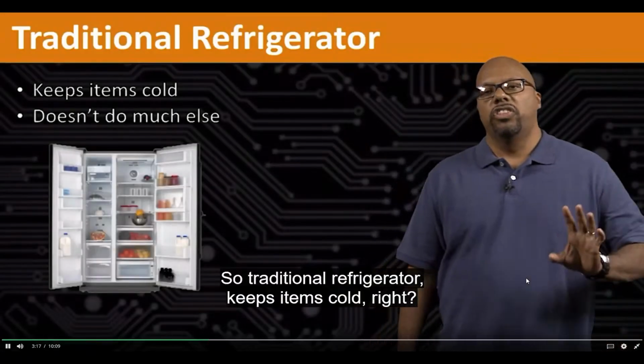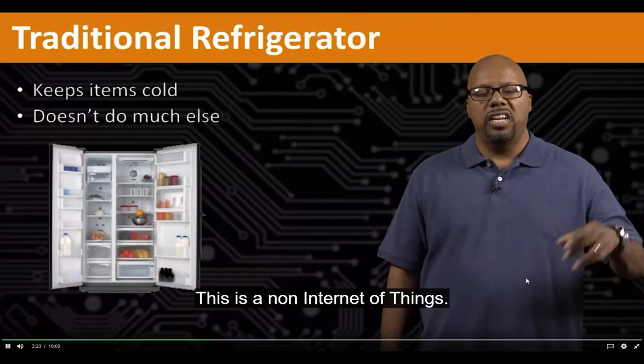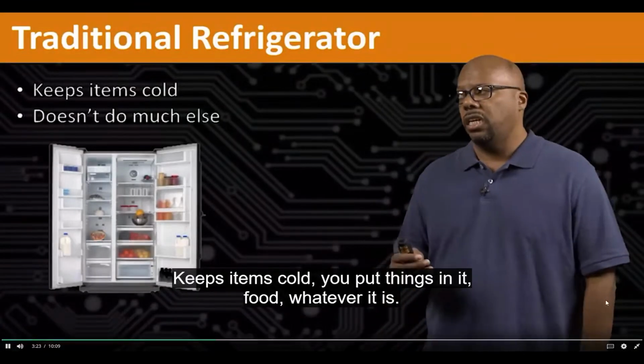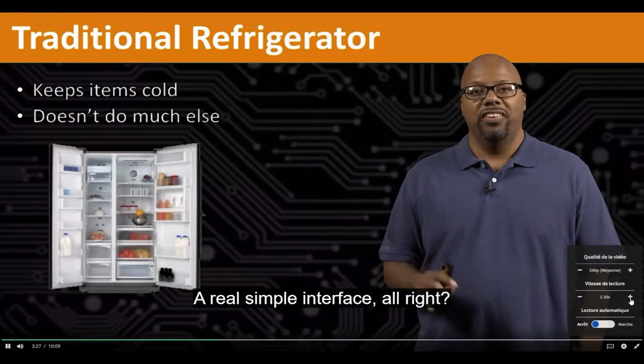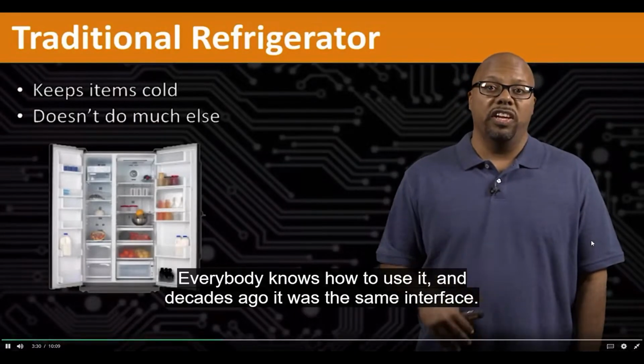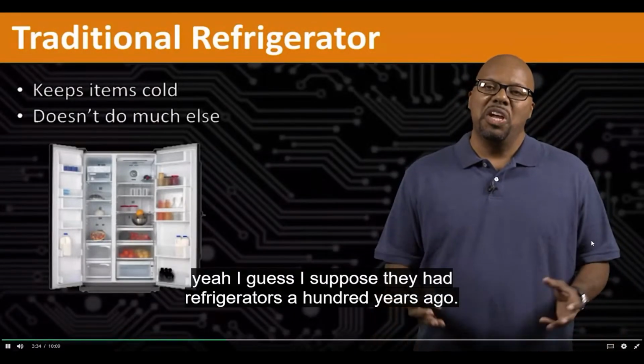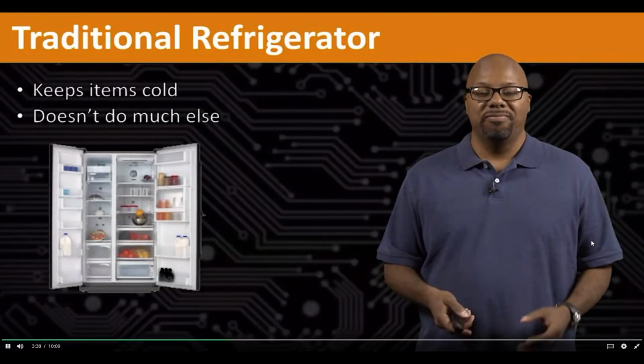So, traditional refrigerator. Keeps items cold, right? This is a non-Internet of Things device. Keeps items cold, you put things in it, food, whatever it is. Real simple interface, right? But everybody knows how to use it. Decades ago, it was the same interface. 100 years ago, I suppose there were refrigerators 100 years ago, you had a refrigerator that looked basically the same.